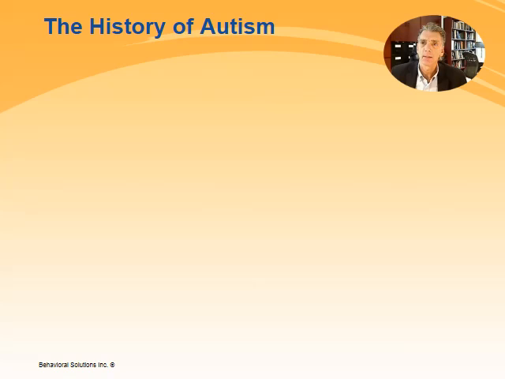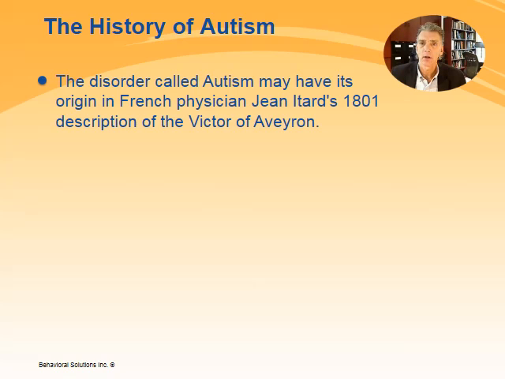Before jumping into the main topics of this presentation, it is good to go over a little history regarding autism. Autism has a long history that goes back into the early 1800s. Itard, a French physician, described a child named Victor over 200 years ago that is relatively agreed upon to be the first clear description of what would later be viewed as autism.